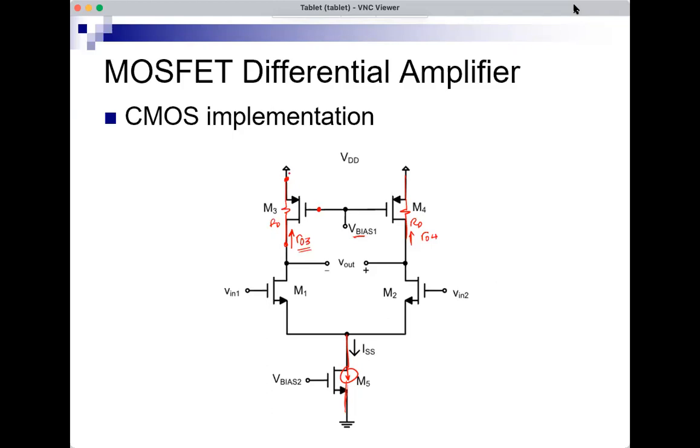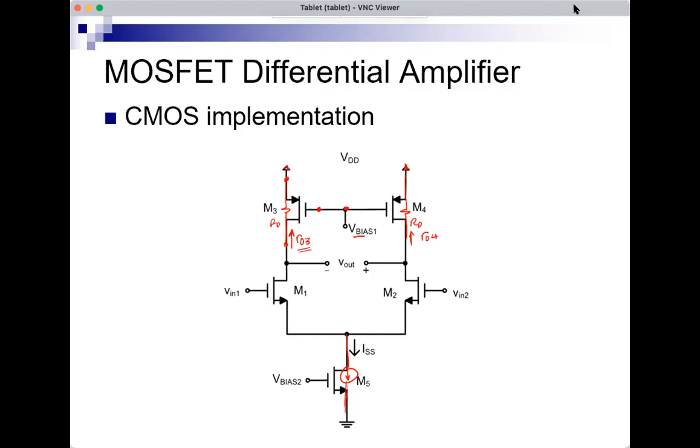To be able to do that, the sources have to be at some no-signal voltage, and their gates have to be at some no-signal voltage, so pure DC. And then I can use the rule and say that RD in this case is equal to ro3, and that should be equal to ro4.